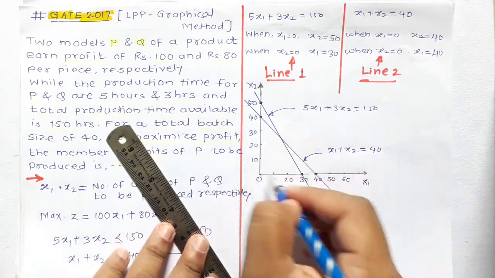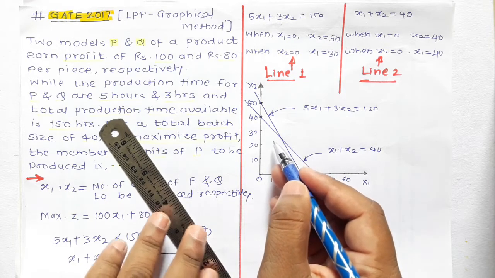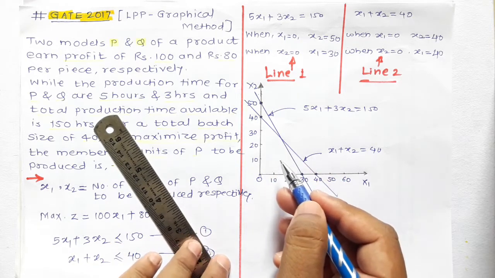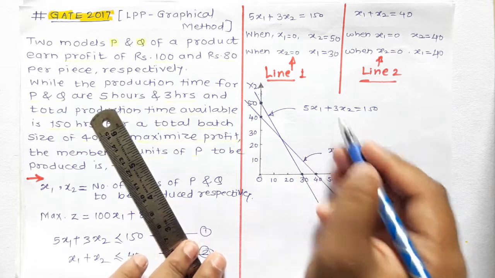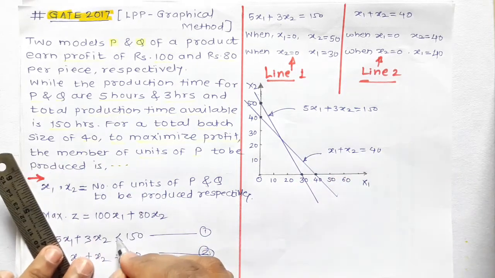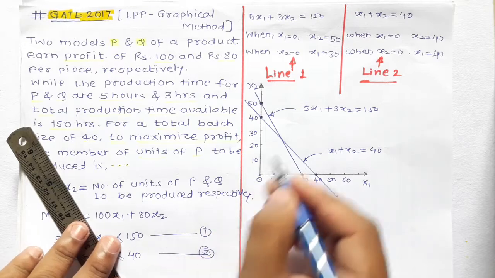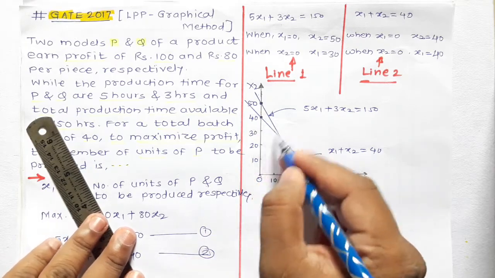Now with this line, we have to locate the feasible region. For both the equations we have the inequality of less than or equal to. So we have to consider the region below both of these lines.